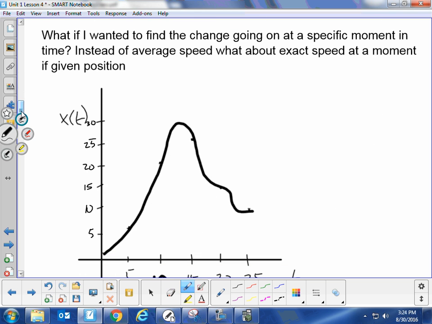Well, here is more information. A graph gives you more information. Okay, these are all of my positions for all of these times.